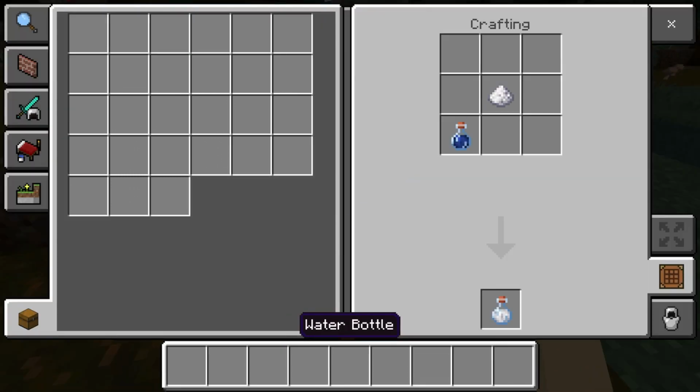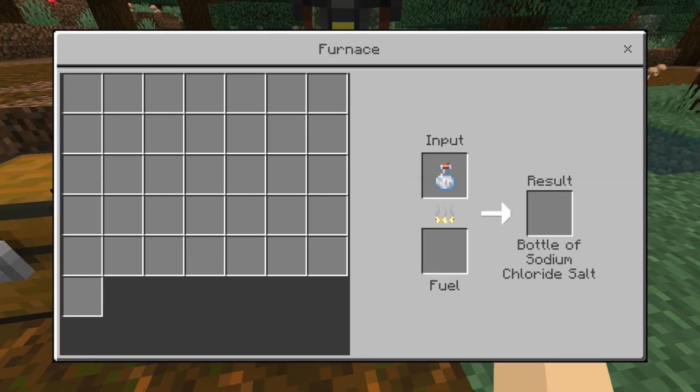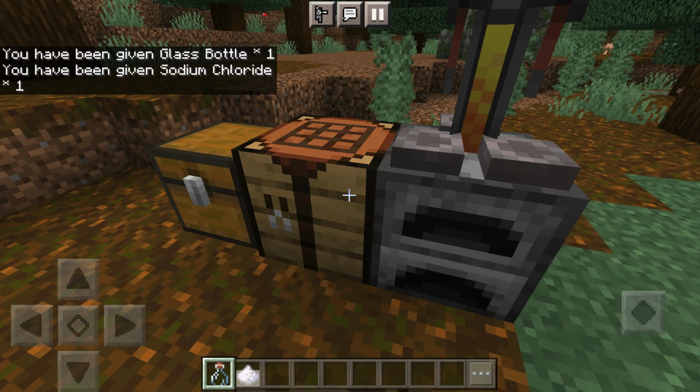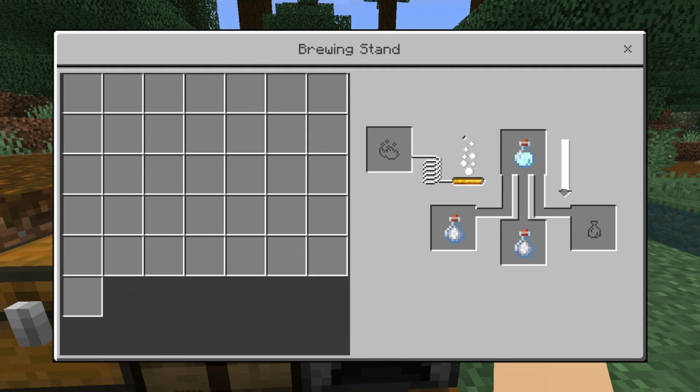Or you can also make the salt solutions by crafting salt with a water bottle, and get the salt bottle from smelting them, and you can still get the salt from the bottle. Now, in real life, this method of making hydrochloric acid will only create it in a gas state, but for the sake of simplicity, I made it easier to obtain it.